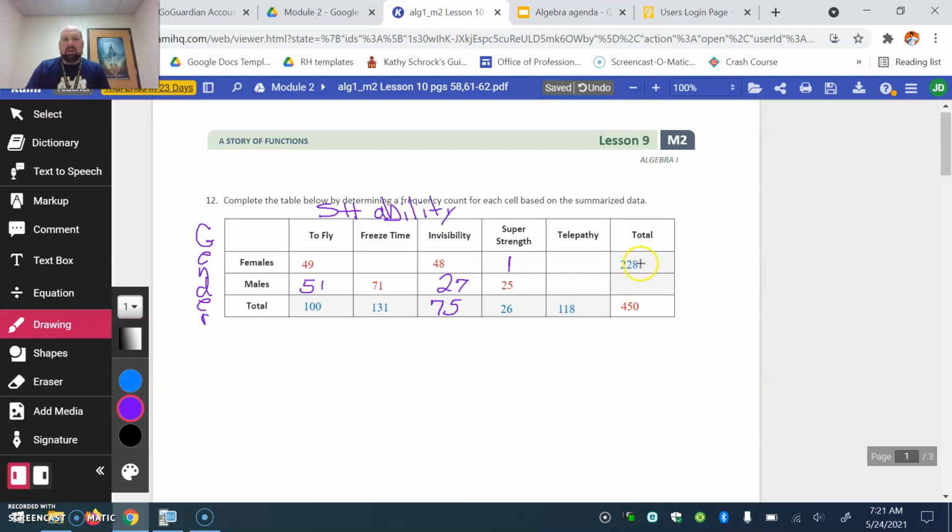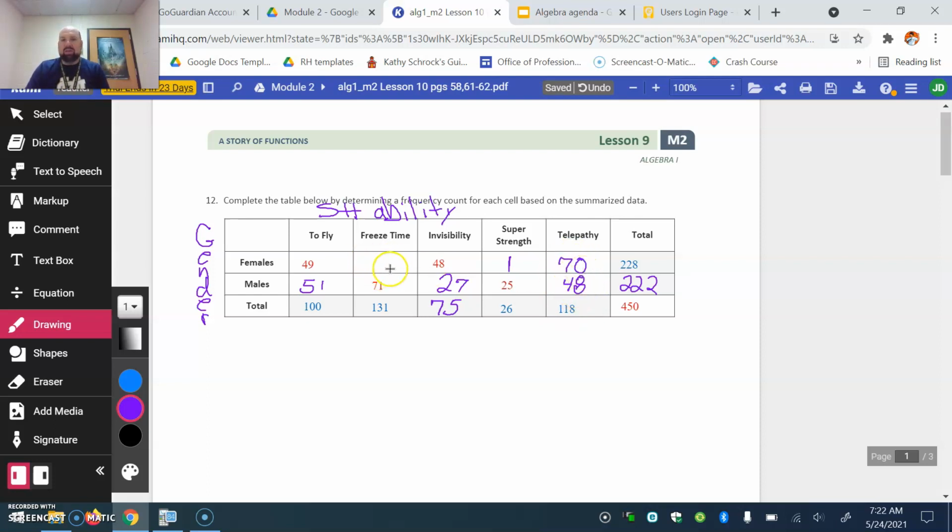Now, let's look over here. 228 plus some number equals 450. Well, that would be simple. I don't even have to add anything. I can just do 450 minus that, and I get 222. Now, because I have all these other fields filled in for males, I can add 51, 71, 27, and 25 and subtract that from 222, and I get 48. Now I have one number above here, so I can say 118 minus 48, and I've got 70.